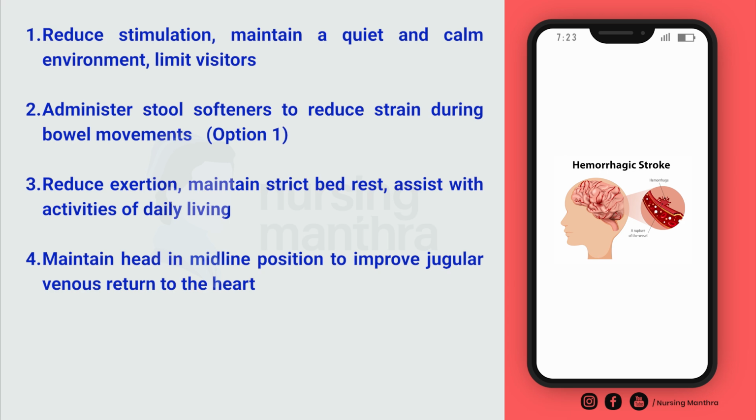Then other activities like reduce exertion, maintain strict bed rest, assist with the activities of daily living, and maintain the head in midline position to improve jugular venous return to the heart.